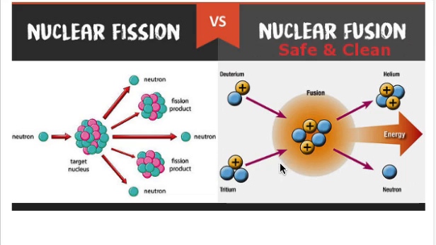Whereas you have fusion, on the other hand, that is smashing together two very small atoms, such as the two hydrogen isotopes, and releasing energy. So it's smashing them together and releasing energy as a byproduct of making the new atom of helium.